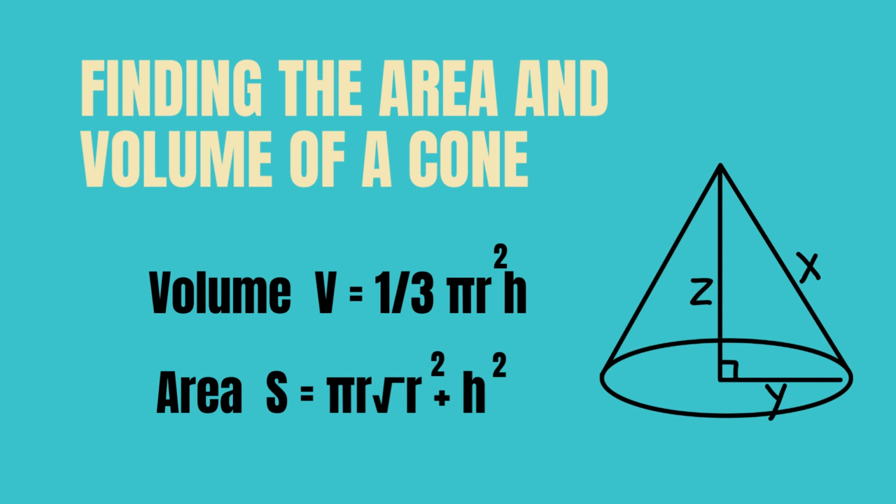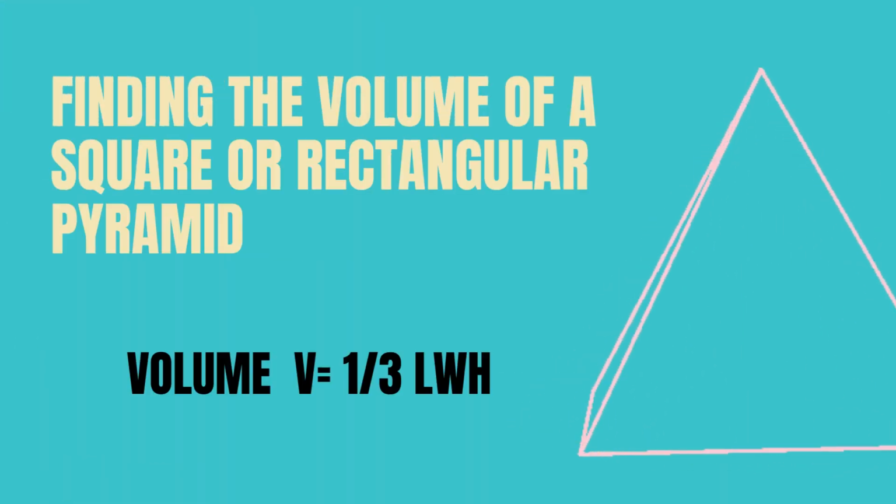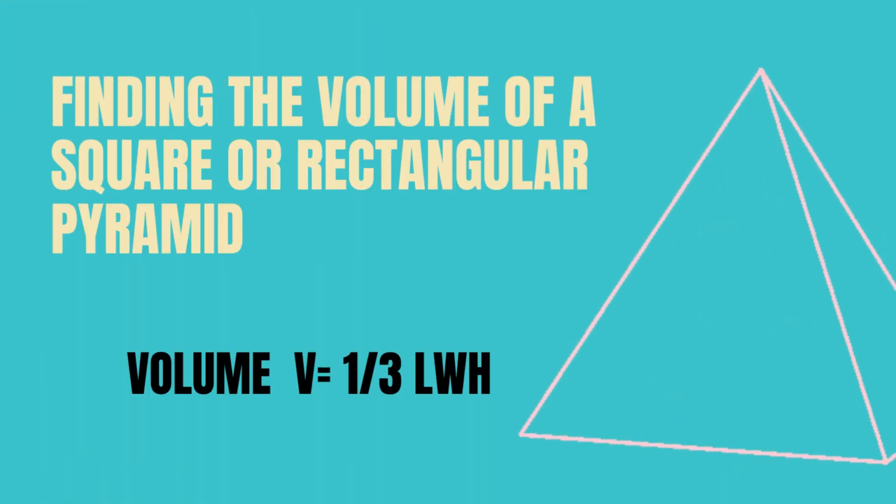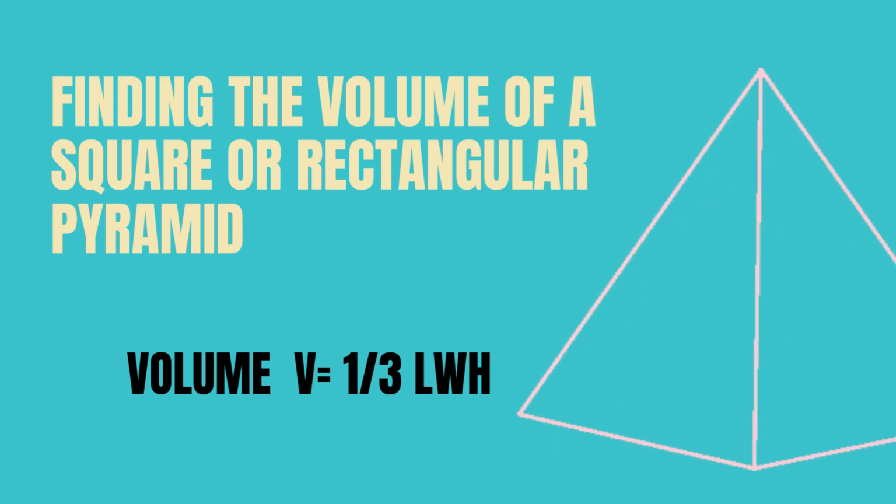In finding the volume of a cone, multiply 1/3 by pi r squared and multiply it by its height. That's how to find the volume of a cone. And for the area of a cone, multiply pi r by the square root of r squared plus h squared. Now, to find the volume of a square or rectangular pyramid, multiply 1/3 by the product of its length, width, and height.